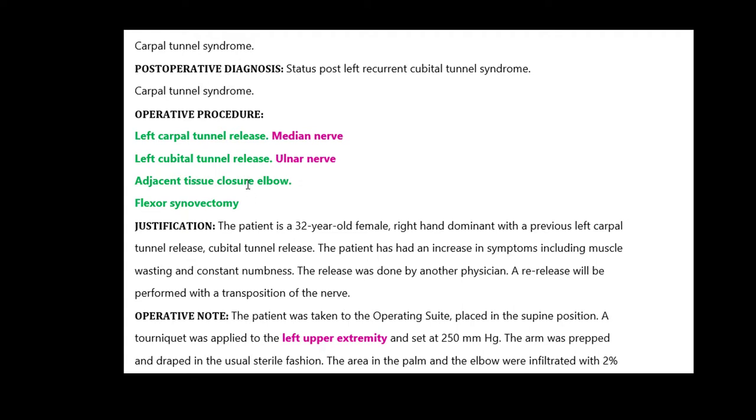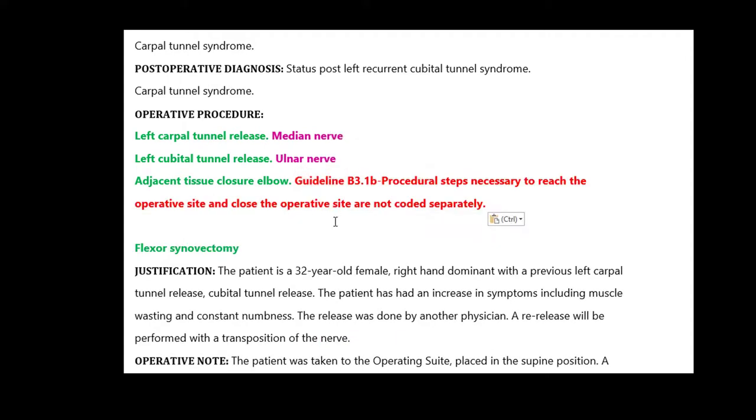Anytime we're talking about closure, unless it's a lot bigger procedure than what's being described here, we remember that there is a guideline that talks about procedural steps necessary. So what I'm going to do is paste it here. Guideline B3.1b, procedural steps necessary to reach the operative site and close the operative site are not coded separately.